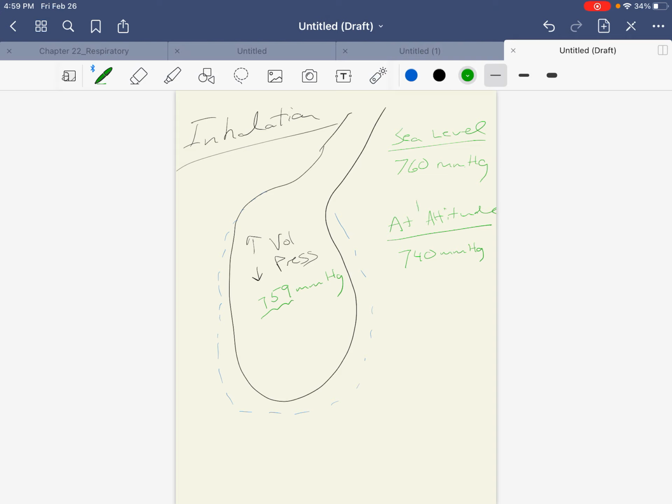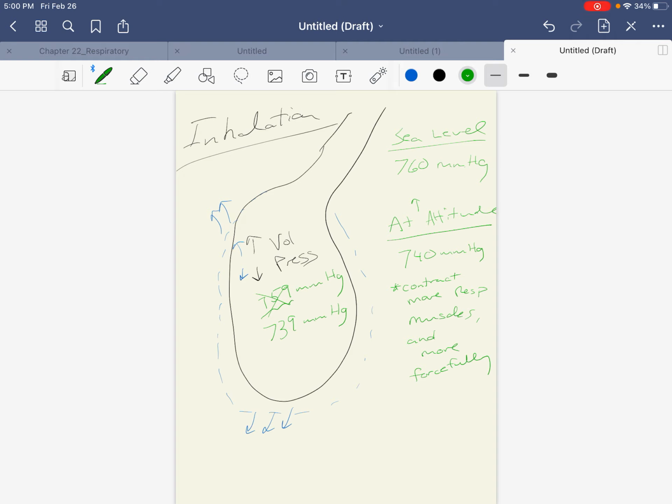So at high altitude, you have to contract more respiratory muscles and more forcefully. The normal effort that is usually enough to bring in air at sea level is no longer enough. So you have to work harder just to bring in the same amount of air. I have to contract more muscles with more force to increase the volume even more to decrease the pressure even more, because at altitude, I've got to get this down to 739.